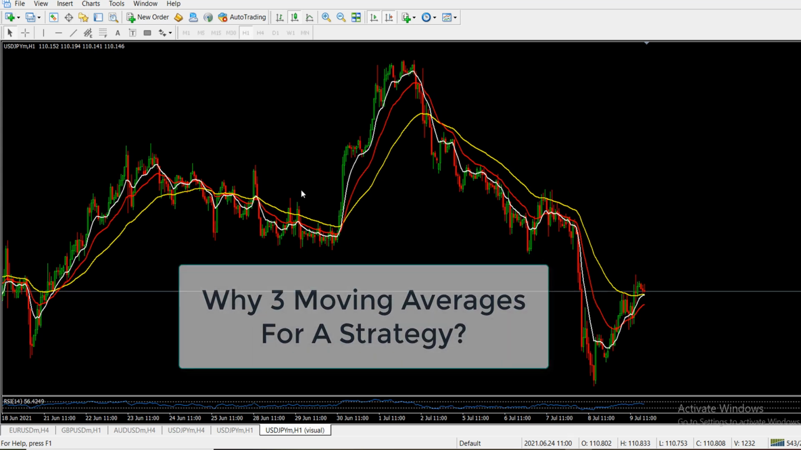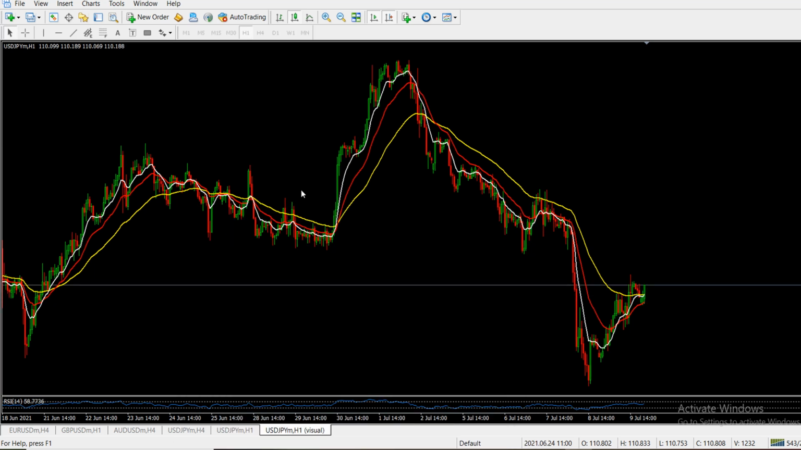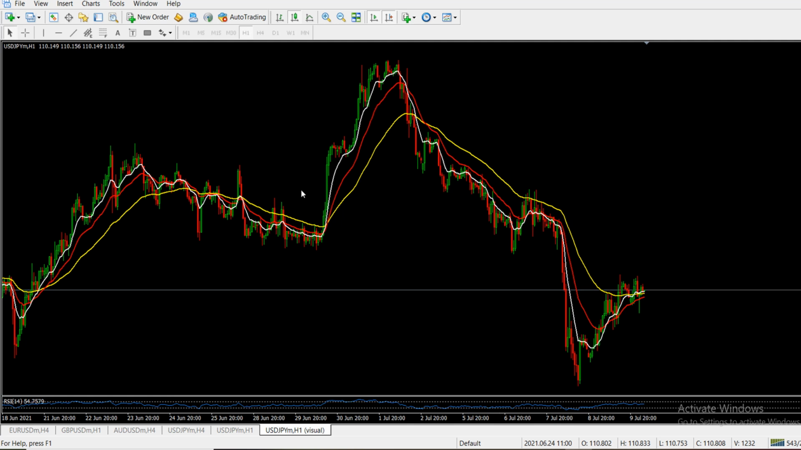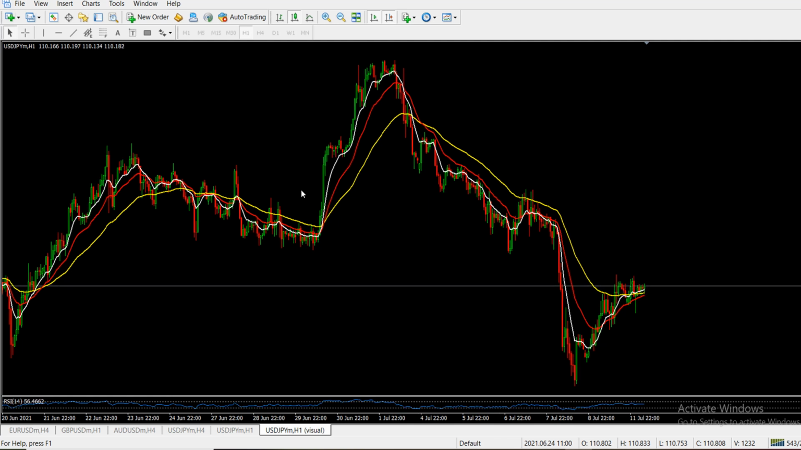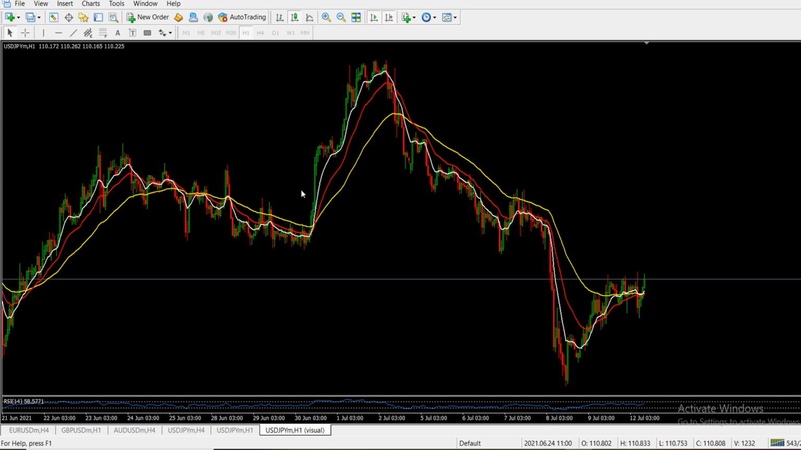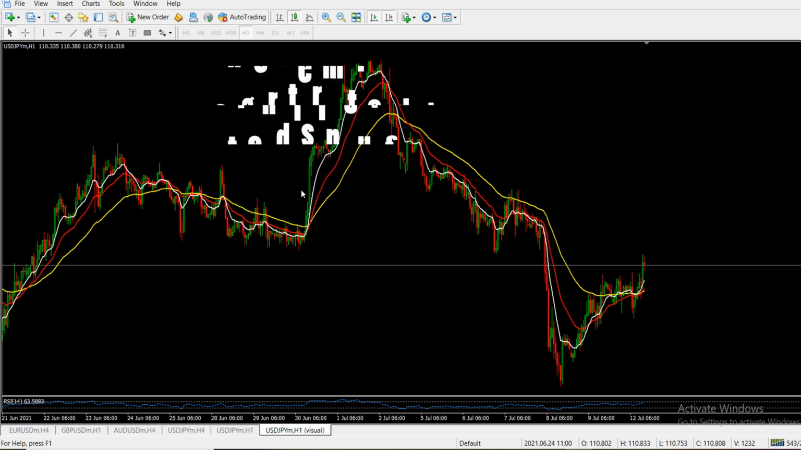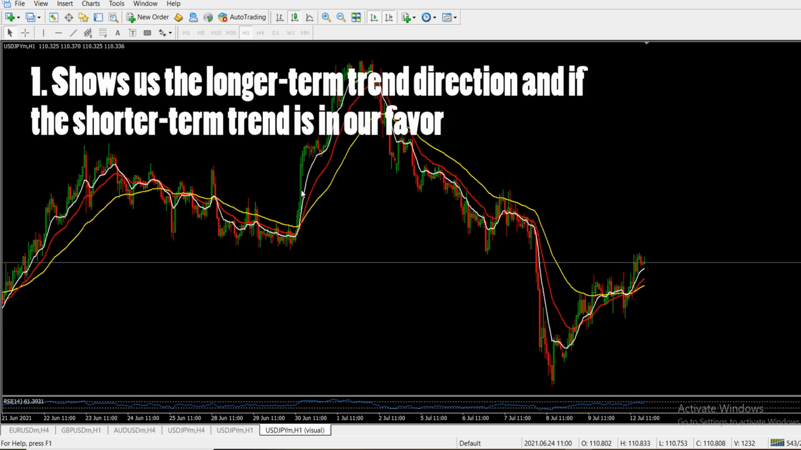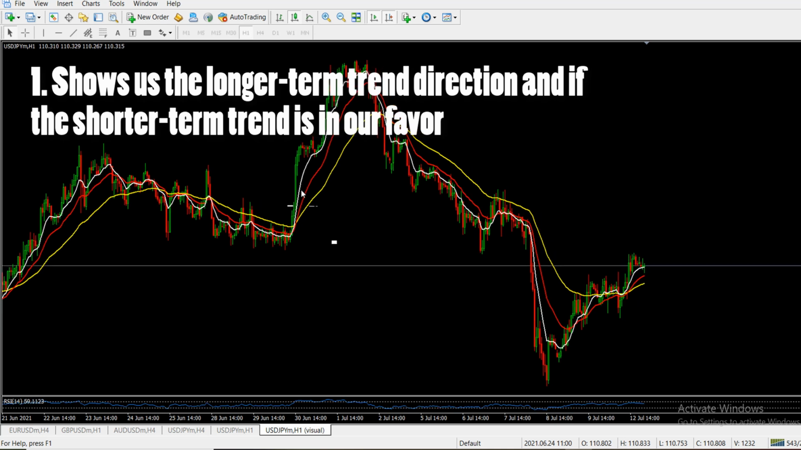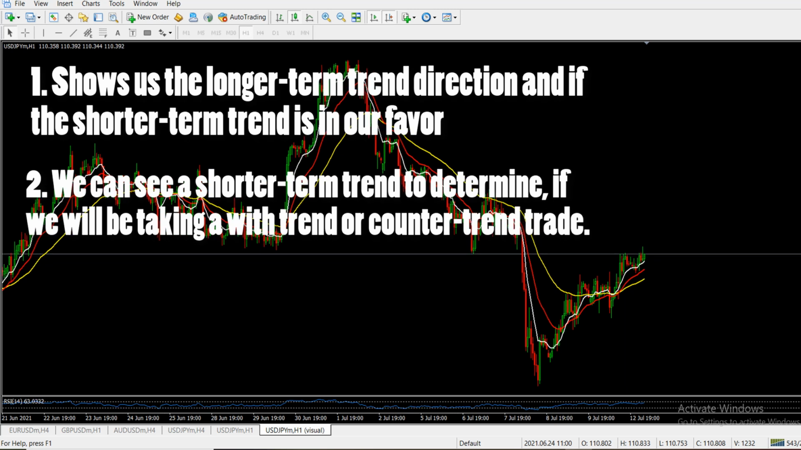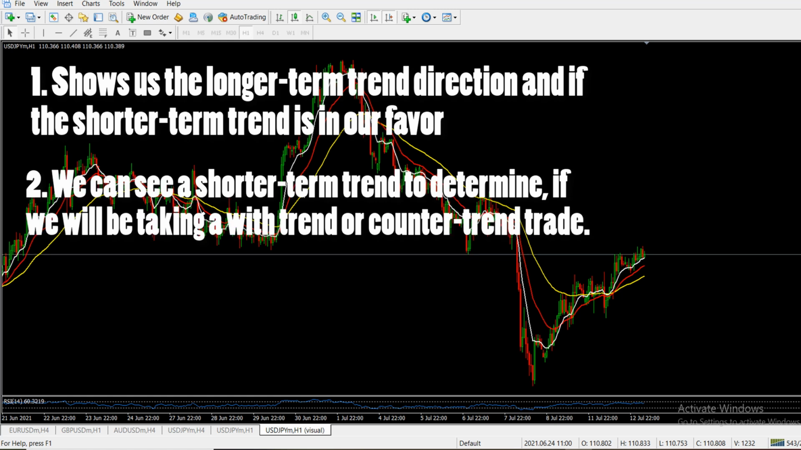Why 3 moving averages for a strategy? There is no magic in moving averages, but they can be used to form the basis of a simple trading strategy that works. The benefits of using a triple moving average strategy: 1. Shows us the longer term trend direction and if the shorter term trend is in our favor. 2. We can see a shorter term trend to determine if we will be taking a with trend or counter trend trade.